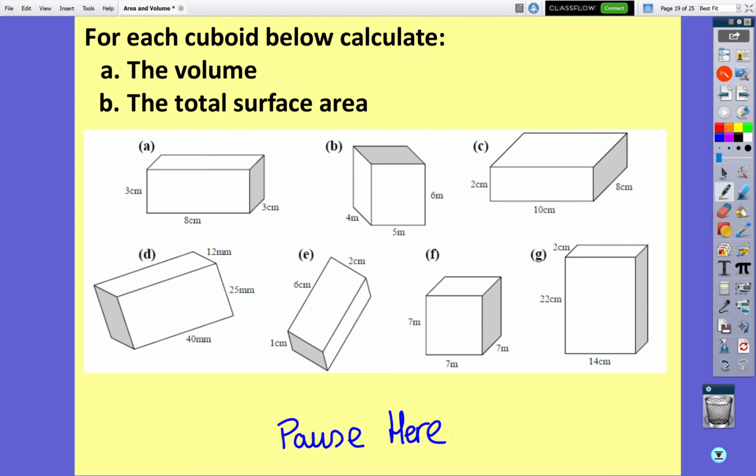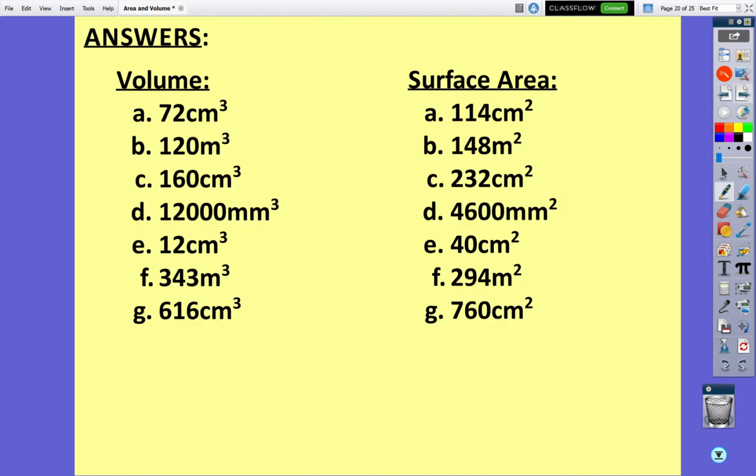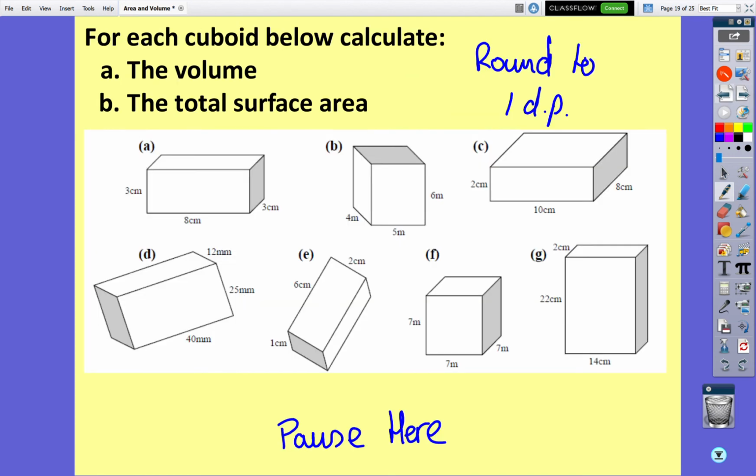Have a wee go at these. So I'm asking for, and I would round where possible to 1 decimal place. Okay, so for each of these, the answers are next. For each of these, I want the volume and the surface area of each shape. So it's basically both types of questions we've looked at for cuboid.